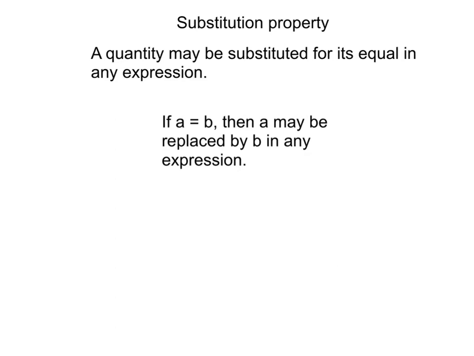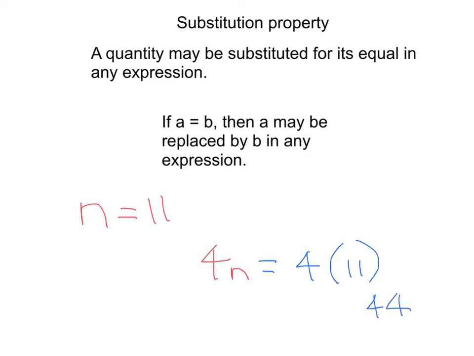When we're using the substitution property, typically you will be given what the value of the variable is. So in my example, we're going to say that n equals 11. So anytime that you would see n in any expression, then you would be able to substitute 11 for n. So if we had the expression 4n, then we would write that as 4 times 11, which would end up with a result of 44.